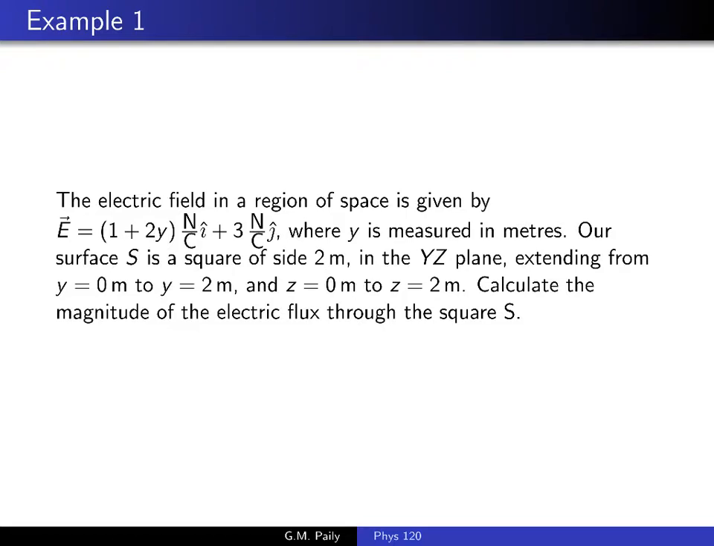Let's look at an example of calculating the electric flux. We are given an electric field. Notice that this field is not constant. It is a function of y, and it has components in both the x direction and the y direction. Our surface is a square, which we will call S, and the side of the square has a length of 2 meters, and the square is placed in the YZ plane, extending from y equals 0 to y equals 2 and z equals 0 to z equals 2. We are asked to find the magnitude of the flux through this square S.